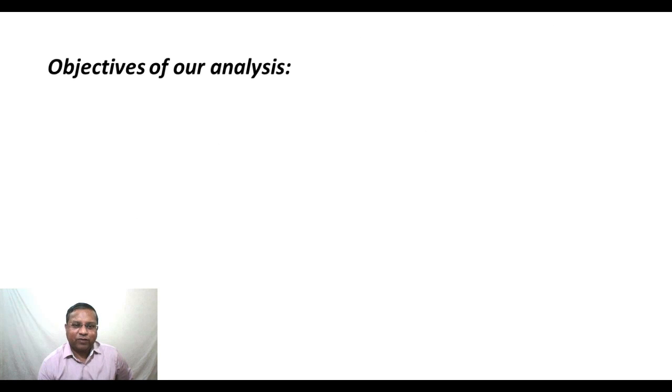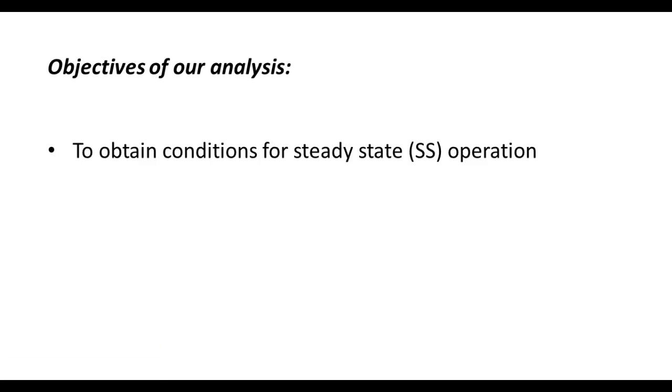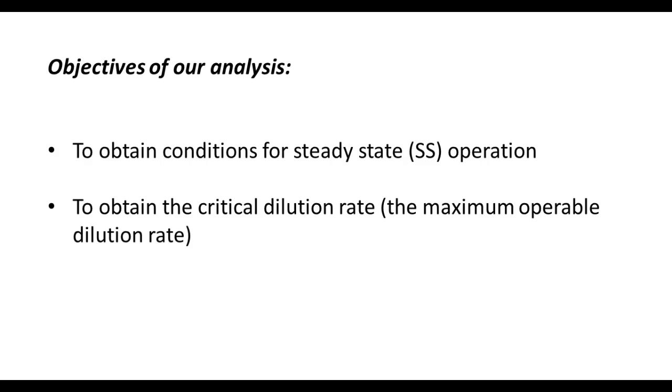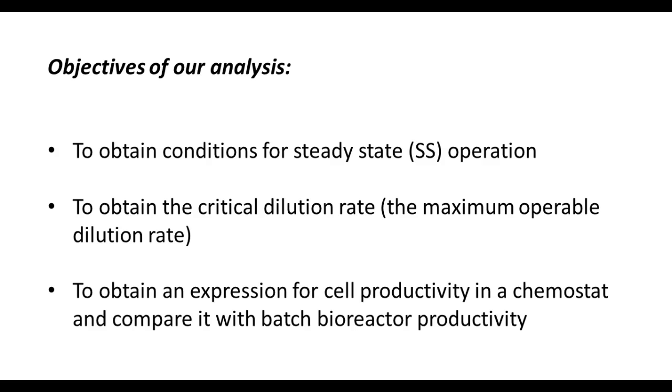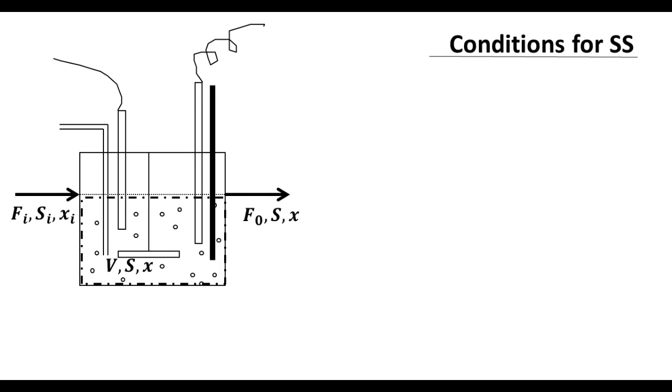The objectives of our analysis would be as follows: to obtain the conditions for steady state operation, to obtain the critical dilution rate, the maximum operable dilution rate, to obtain an expression for cell productivity in a chemostat and compare it with the batch bioreactor productivity. You might be in for a good amount of surprise here. Okay, let's begin the analysis.